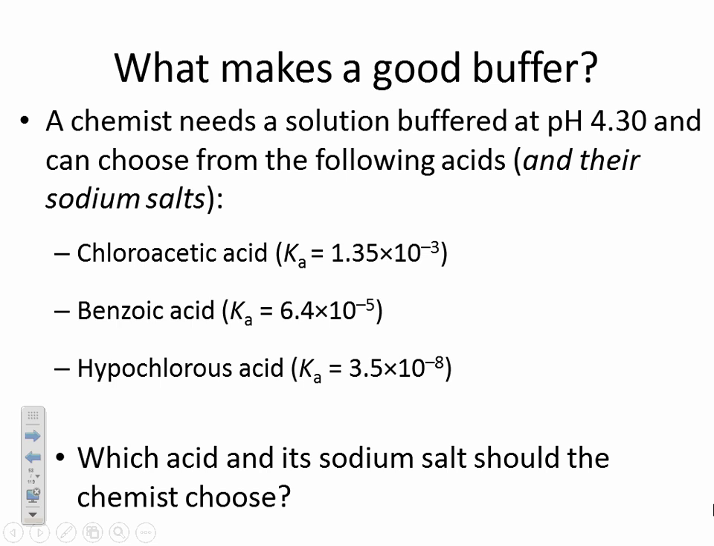What makes a good buffer? Well, we've been saying that good buffers have both weak acid and conjugate base in solution, and when they have equal quantities, that's when they're best. And when they have equal quantities of both the weak acid and the conjugate base, then the pH of the buffer is equal to the pKa of the acid component of the buffer.